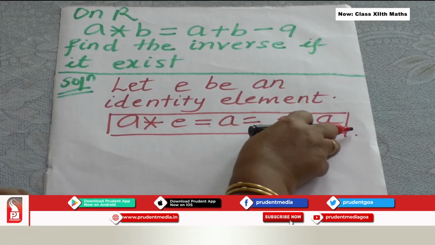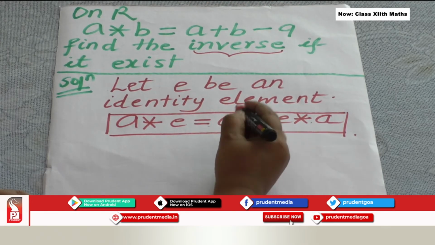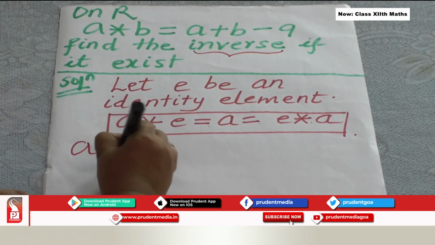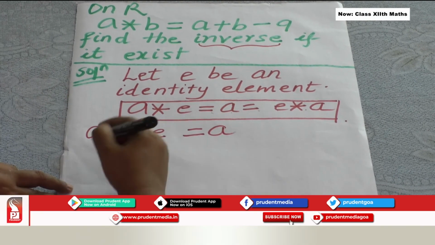And first find the identity element. Before finding the inverse, you require the identity element. If the identity element exists, then only you can find the inverse. So you will write A star E is equal to A. This side, A star E is equal to A.